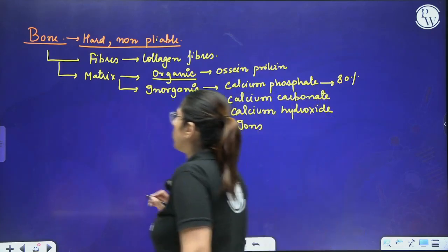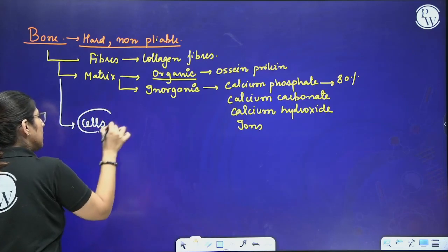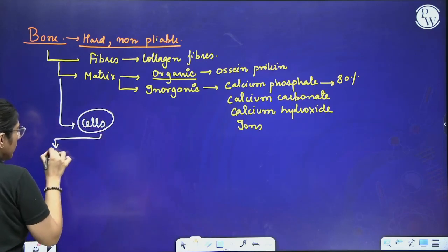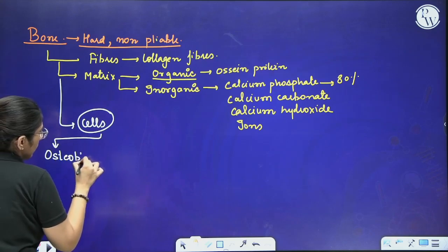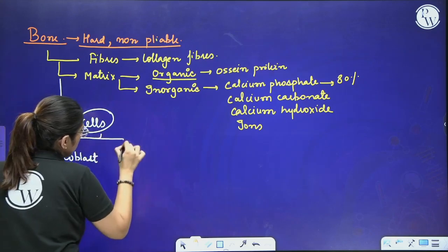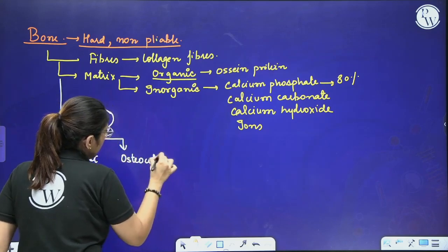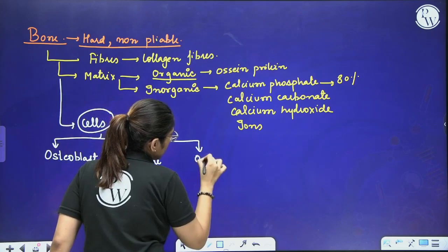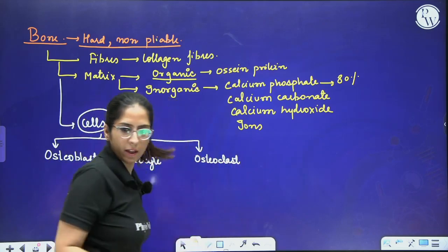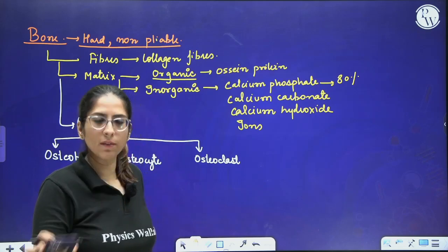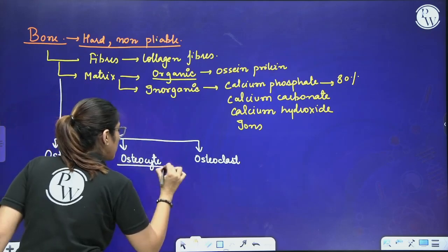Now let's complete this fast. Cells are present, and the cells which are there are termed osteoblast cells. We have osteocyte, we have osteoclast. These are the three further types of cells present.